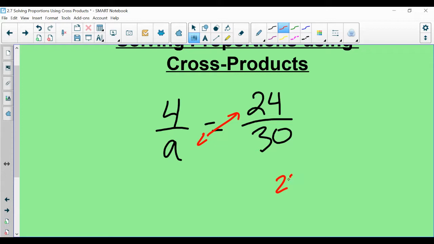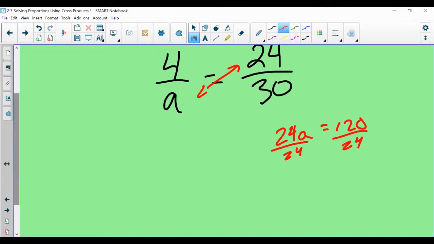These things you multiply, you get 24a is equal to whatever 4 times 30 is, which is 120. Now you look at a, what is happening to it? It's being multiplied by 24. How do you undo a multiply by 24? Well, you divide by 24. When you do it to one side, you have to do it to the other. Those cancel, and we get a is equal to 5.